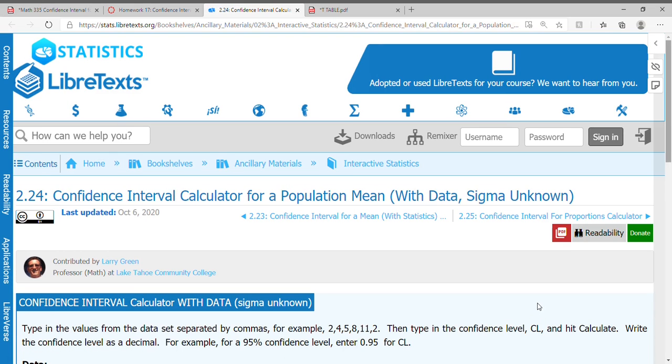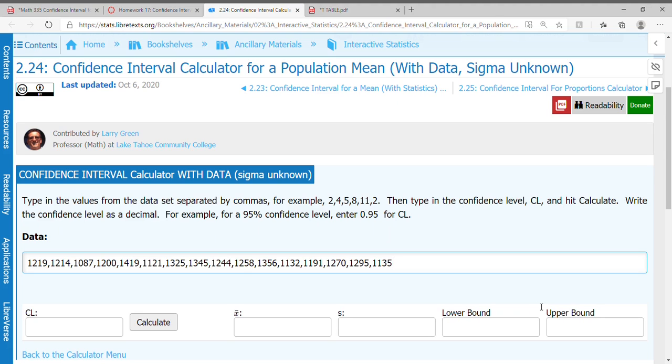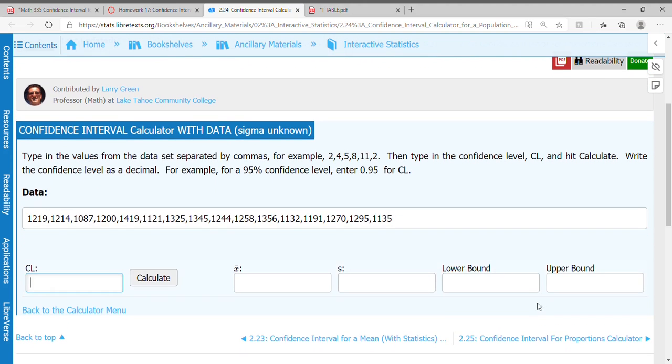And now we'll enter the values of the chocolate chips from the students, and make sure you have a comma in between each of the values. And then click calculate after we enter 0.95 because we want a 95% level of confidence. Here is our lower limit, 1187.94, and our upper bound is 1288.42.